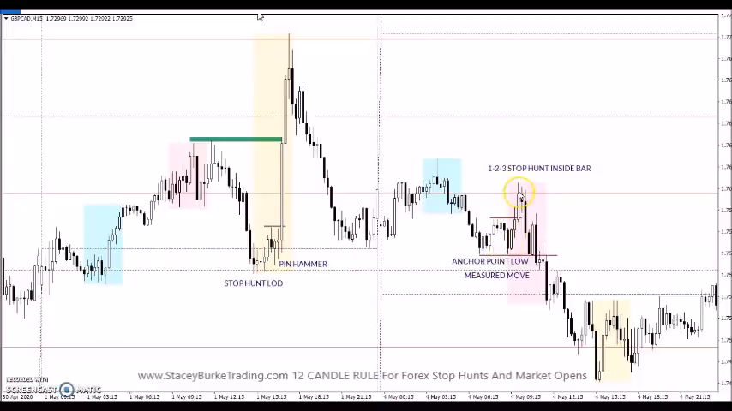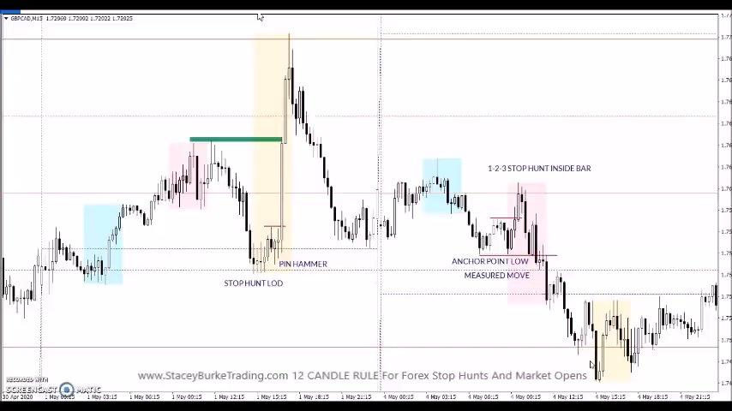Anchor point low, 1, 2, 3 to the high, inside bar at double zeros at the London Open for the move back down, sideways, breakout, measured move, again, our anchor point and our high low, our measured move target for the move back down into the next 50 pip box.